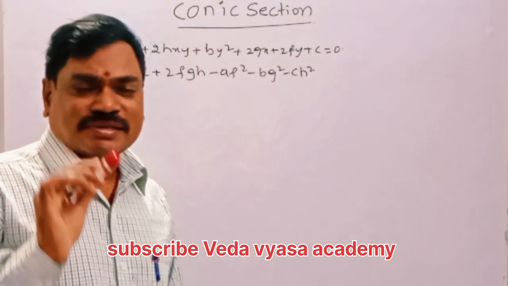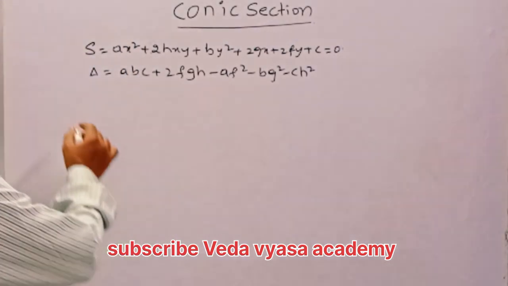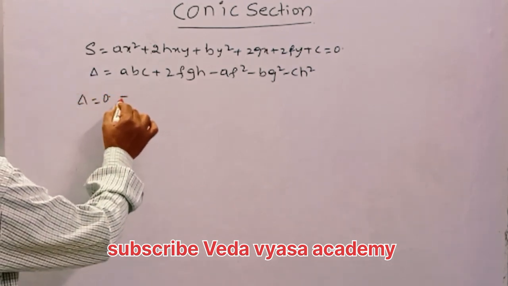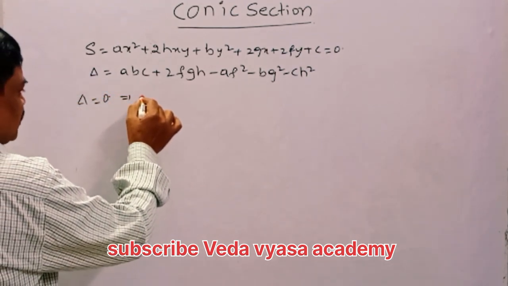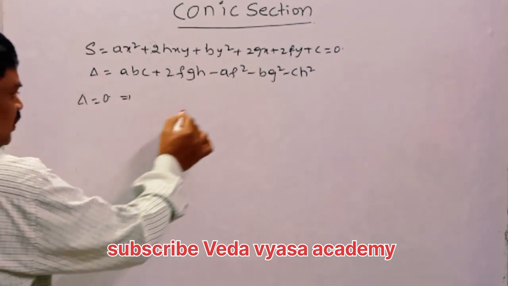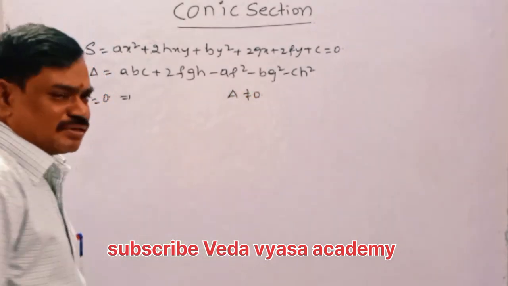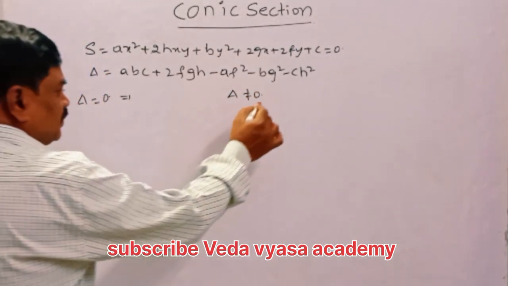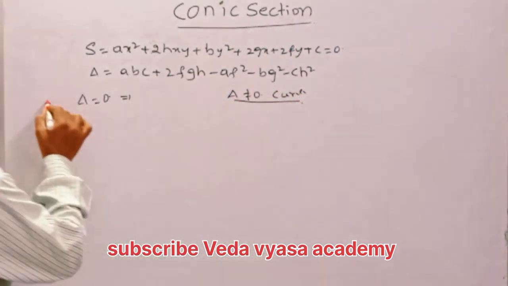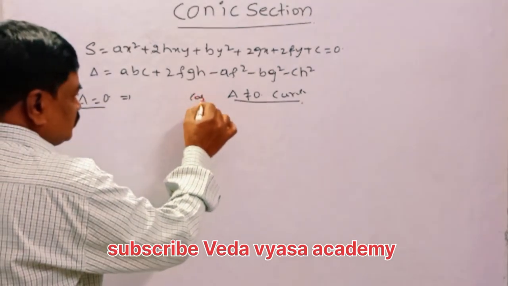It represents whether it is a curve or a line. If delta is equal to 0, that conic section represents a straight line or pair of straight lines. If delta is not equal to 0, it represents a curve. So this is case 1 and this is case 2.